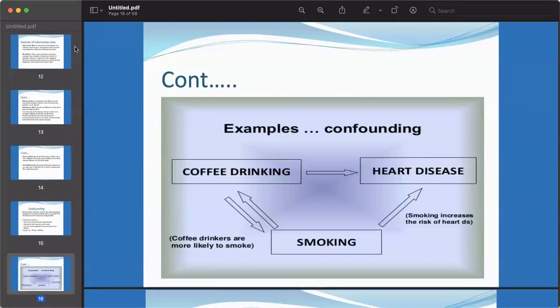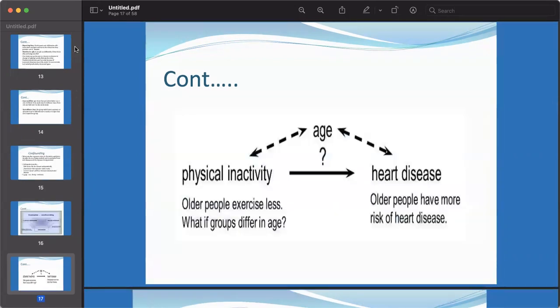Here is an example of confounding. Coffee drinking, smoking, and heart disease are the three things we are going to discuss. Coffee drinkers are more likely to smoke. Smoking increases the risk of heart disease. There is another example: physical inactivity, age, and heart disease. Older people exercise less. What if the groups differ in age? Older people have more risk of heart disease.